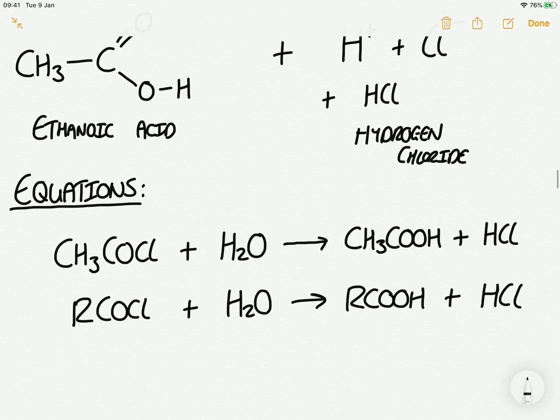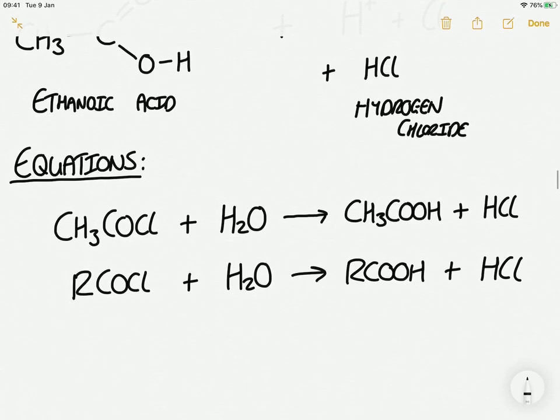So then, the equations for this combination look like this. The top one of the two is for ethanoyl chloride and water to make ethanoic acid. The bottom one's just there again as a generic thing. Any acid chloride will react with water to make the corresponding carboxylic acid and hydrogen chloride. So you can pause and copy those, and then there's just something we need to discuss.